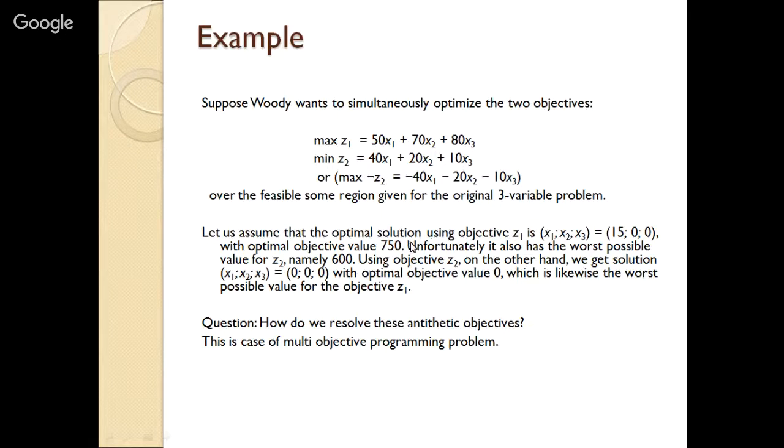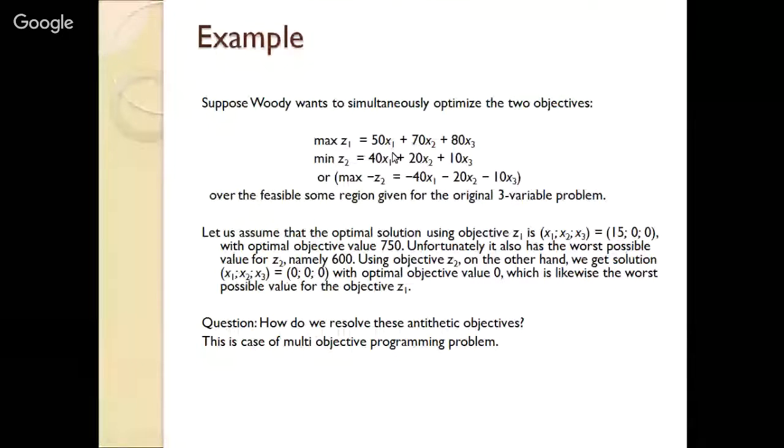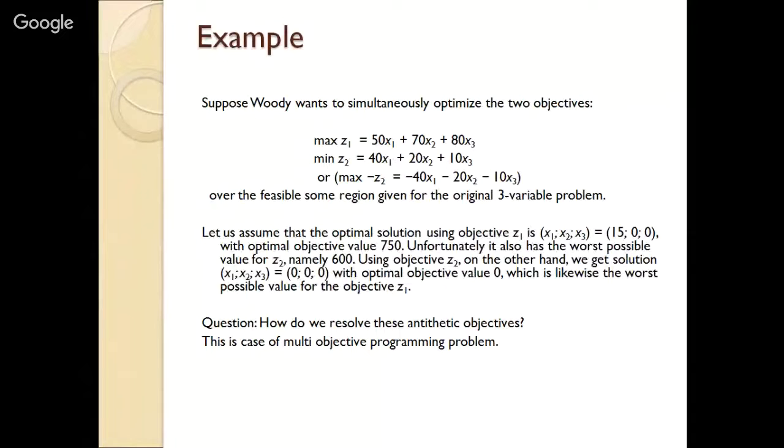So if you separately find the solution of Z2, your optimum will be 0, 0 and it has minimum value 0, but again this solution is the worst solution for Z1. Now how do we resolve these conflicting objectives? This is the case of multi-objective programming problems. For any person who has some problem, this problem is of maximization. One objective function is maximization, second is of minimization.